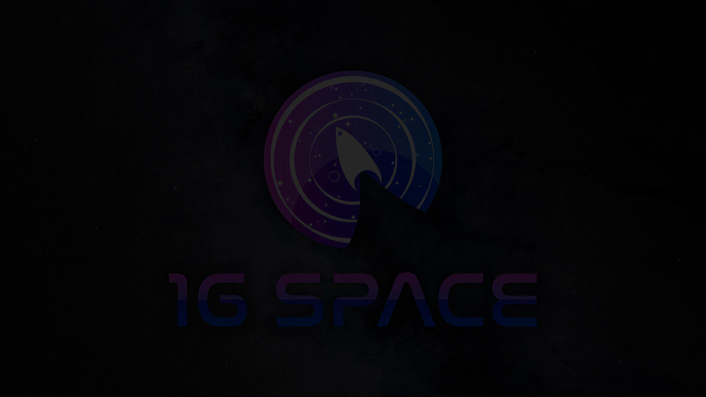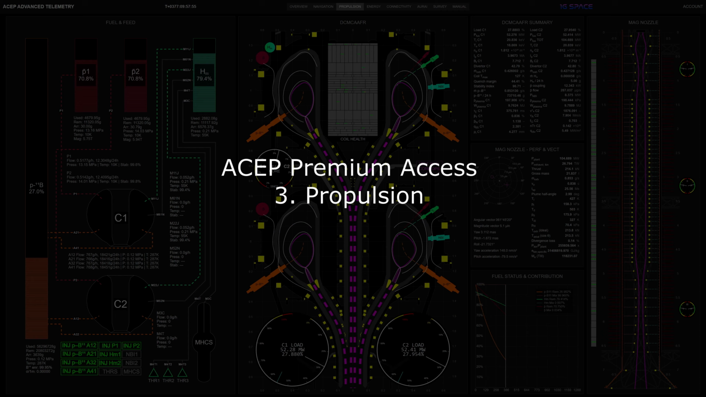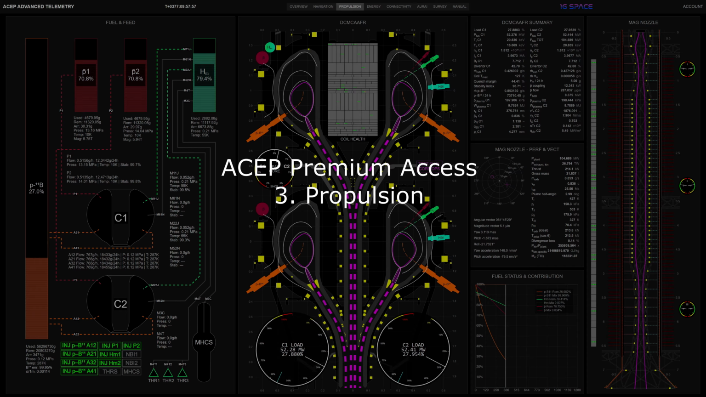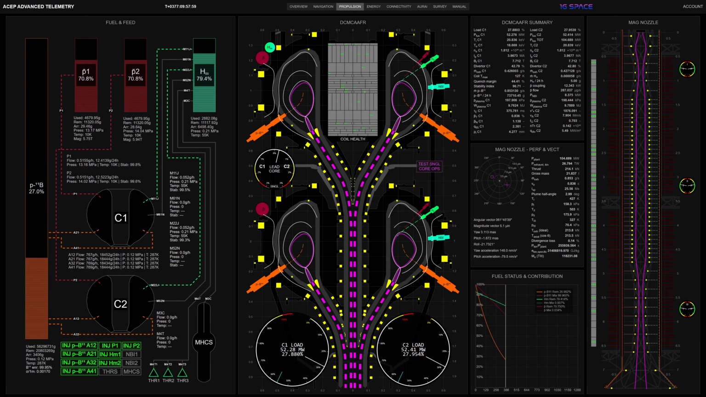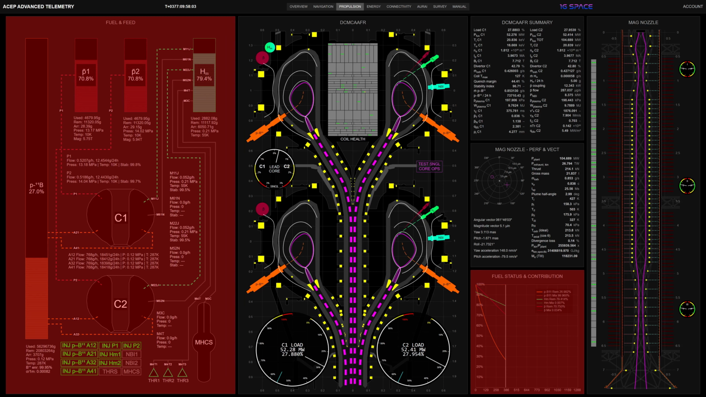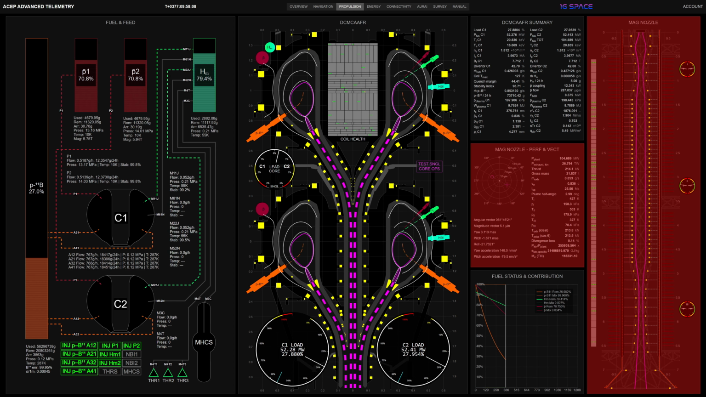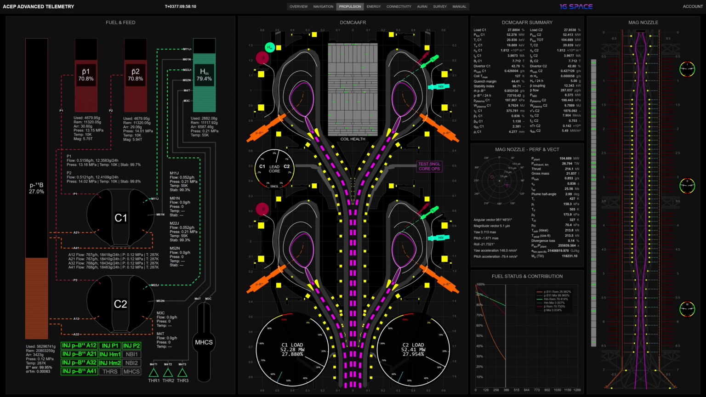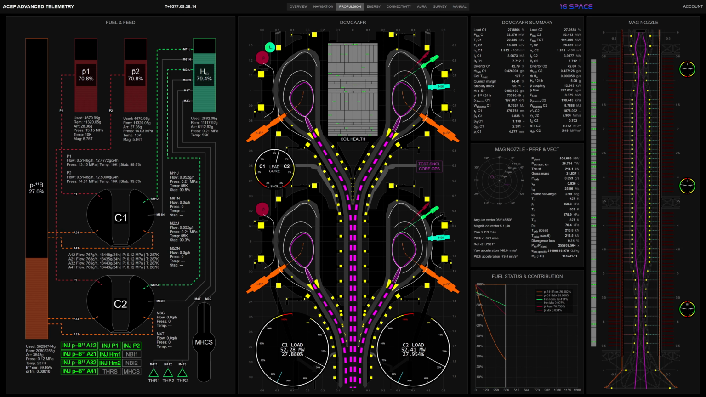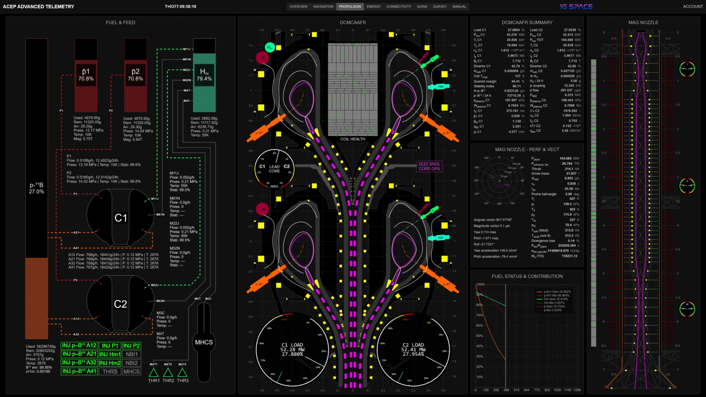This video covers the propulsion page of the ACEP Premium Access portal. The page presents the propulsion system as a sequence of functional stages, spanning fuel storage and distribution, reactor core operation, and magnetic nozzle thrust generation and vectoring. This structure allows the propulsion chain to be examined as a single, continuous physical process along the mission trajectory.